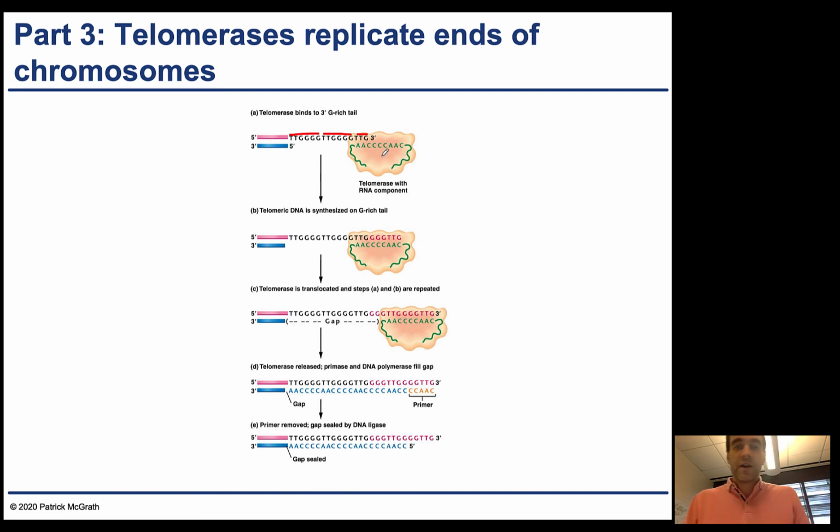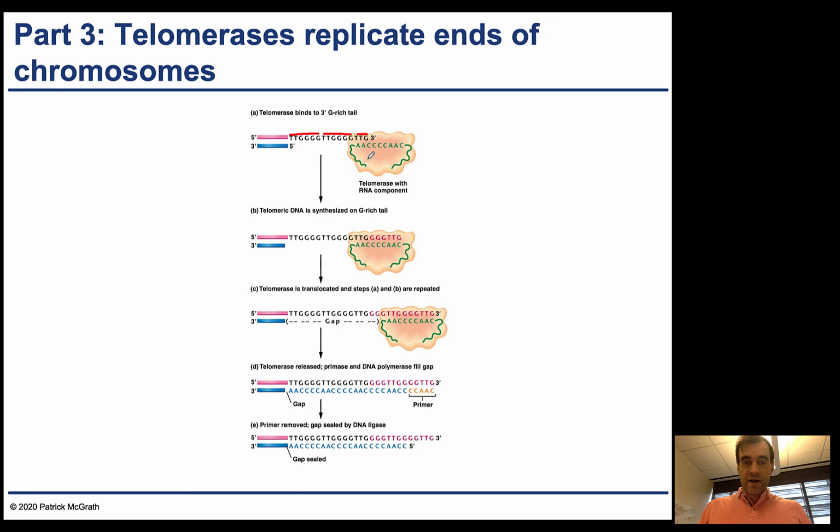These telomeres are complementary to the RNA molecule within the telomerase. The complementarity means that it has to be AACCCC, AA, instead of TTGGGGTT. But this complementarity allows the RNA within the telomerase to bind to the telomere.